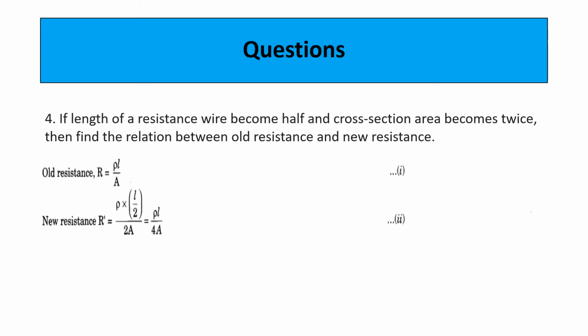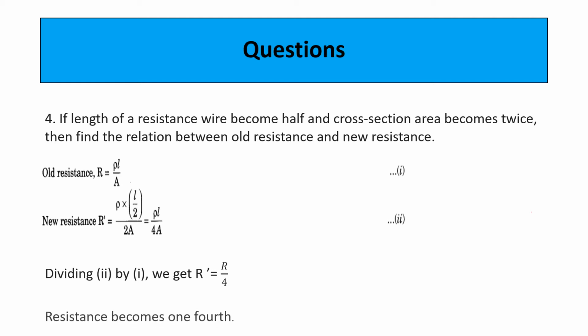The answer for this question is: first write down the old resistance expression, then the new resistance R dash expression, divide those two equations, and then you will get R dash as R by 4. That means resistance becomes 1/4.